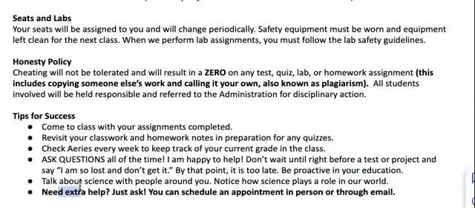I encourage you to talk about science with people around you, right? And notice how science plays a role in the world around us. If you need extra help, just ask, and we can schedule an appointment either in person or through email.